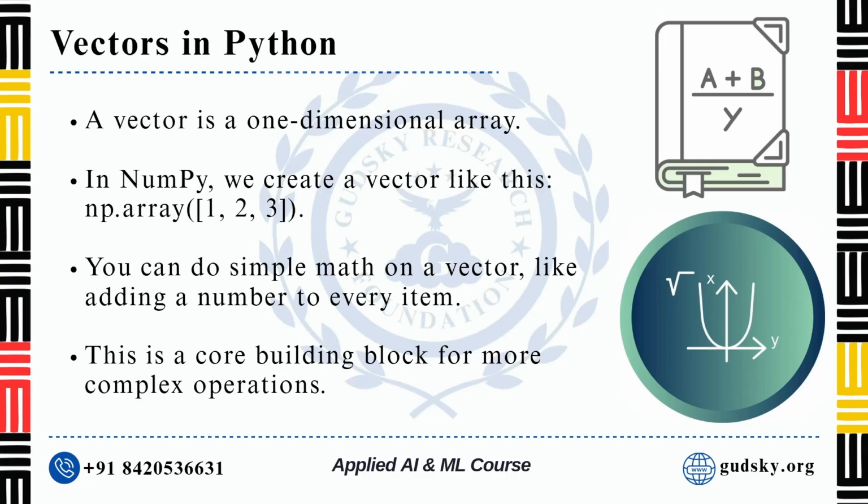We just write np.array and put our numbers inside the brackets. You can perform simple maths on the vector, like adding a number to every single item. This simple building block is the foundation of everything else we will do. Now I will show you how to create a vector in Python code for this linear algebra.